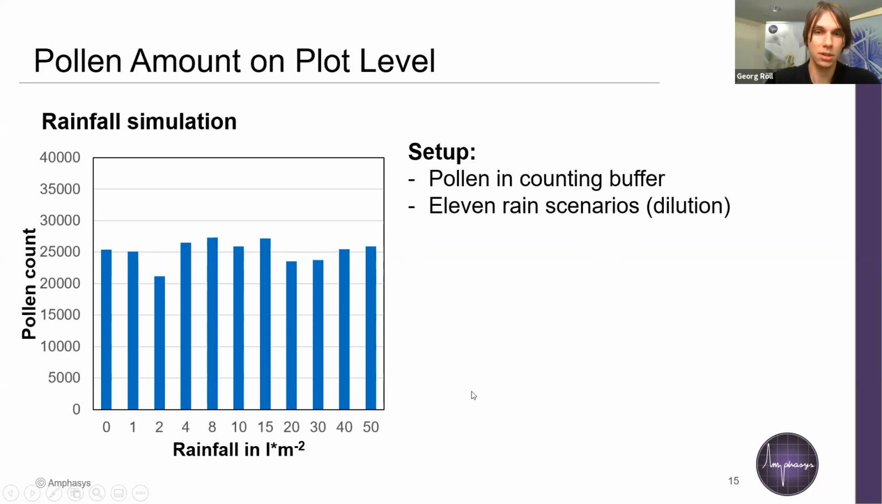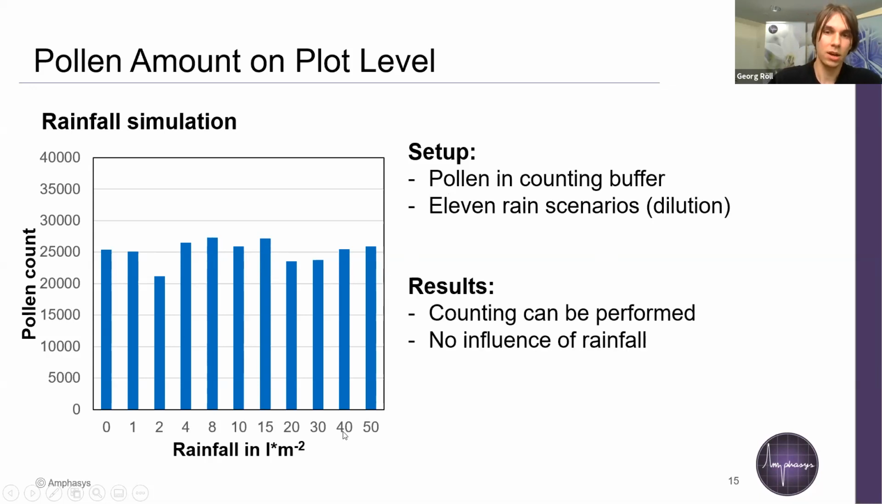So you can see here the 11 rainfall scenarios. And what we can see is that basically you can perform the counting over the whole range between 0 rainfall and 50 liters per rain, and basically the rainfall had no influence on the counting. So basically it's a very robust method.